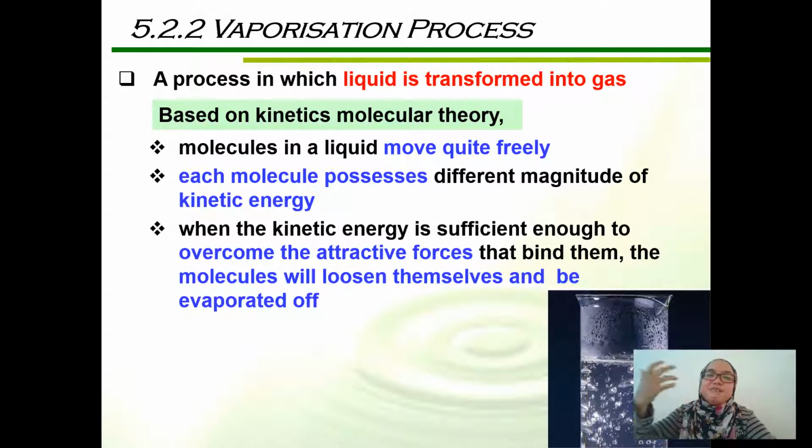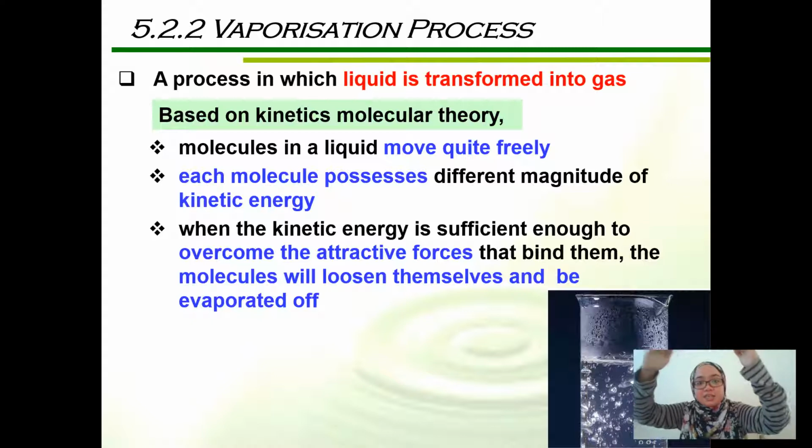Okay, maksud dia dalam bahasa Melayu macam ni. Setiap molekul dalam liquid ni dia boleh move, right? And dia actually ada different magnitude kinetic energy. Maksudnya certain molecule dia boleh jalan laju, certain dia boleh slowly move. Okay. Bila dia punya kinetic energy ni cukup untuk diorang overcome attractive forces yang ada dengan diorang ni, diorang boleh loose themselves and diorang boleh naik ke atas, dia akan boleh evaporate as a gas phase, into a gas state.